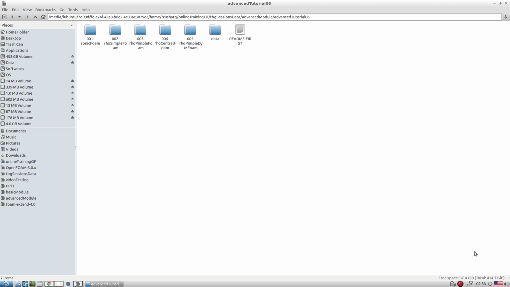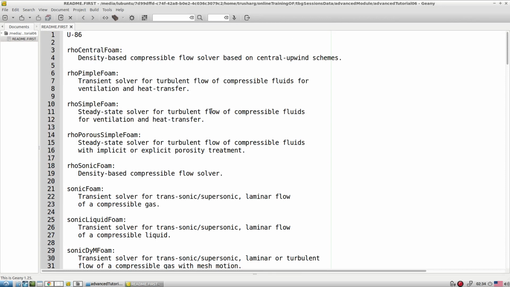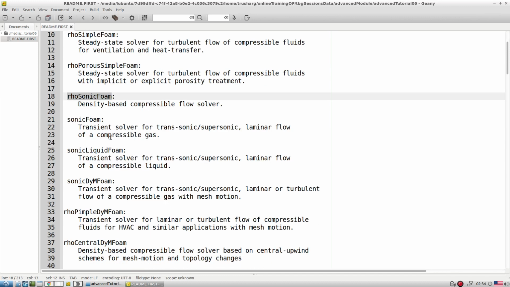So let's start discussion about compressible flow. Let's first explore a couple of things in the compressible flow. Let's look at a few of the aspects. When we talk about compressible flow, inside OpenFOAM certain different classes of solver are available, like rhoCentralFoam, rhoPimpleFoam, rhoSimpleFoam, rhoPorousSimpleFoam, sonicFoam, all of these. Let's look at a couple of these options.